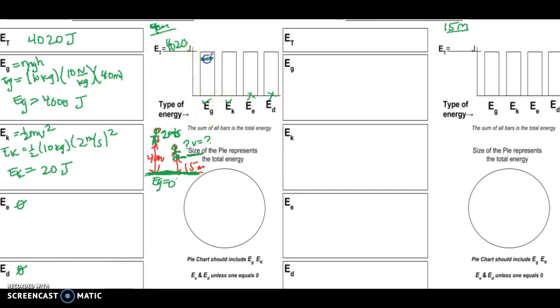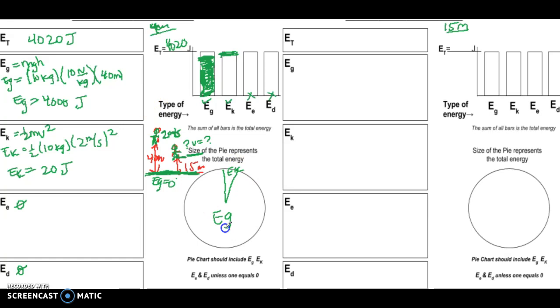My EG is going to literally fill up almost the entire pie. It's actually kind of stupid how small the EK is. Sorry about that. The EK is like the tiniest little sliver at the top of the pie, and the rest of it is EG.